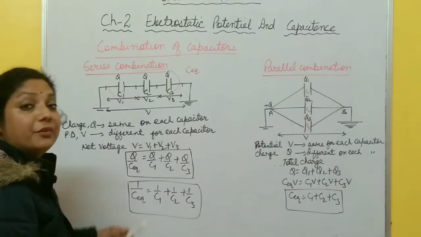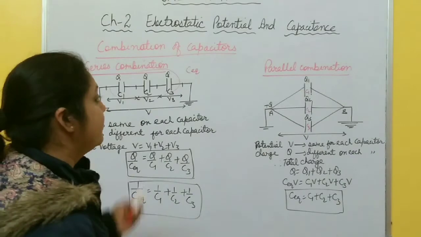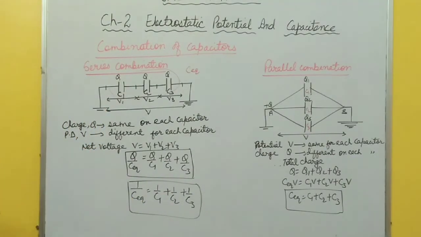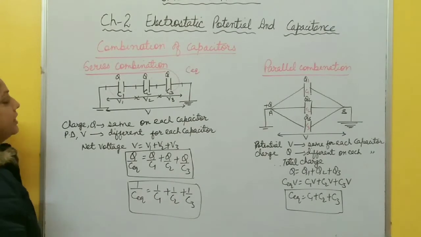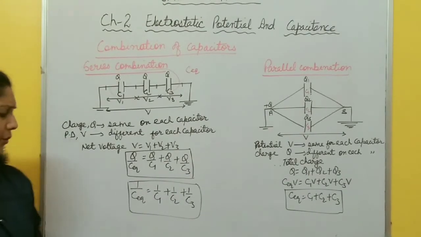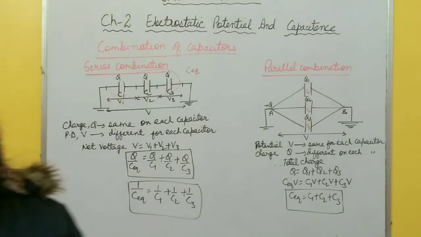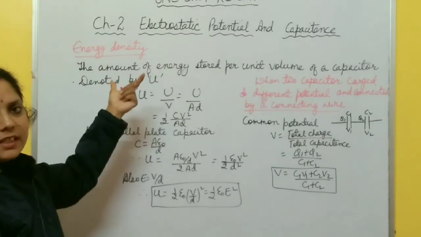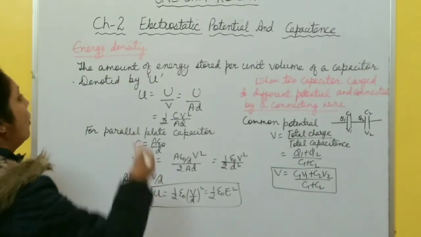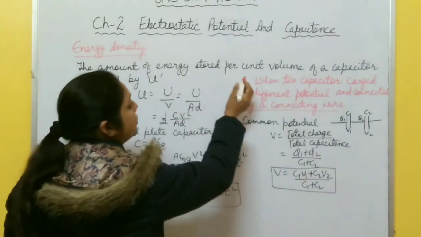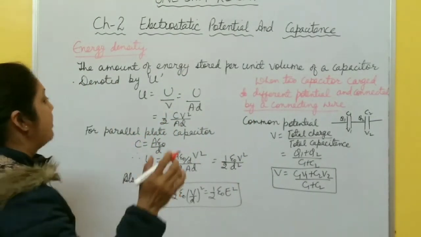Okay. I am doing fast revision because this video I think it become very lengthy. So that's why I have increased my speed. So I think after this no topic is left. Let me see. Now next one, a small topic is left, that is energy density. It may come in 1 mark question. What is this energy density? It is the amount of energy stored per unit volume of a capacitor.